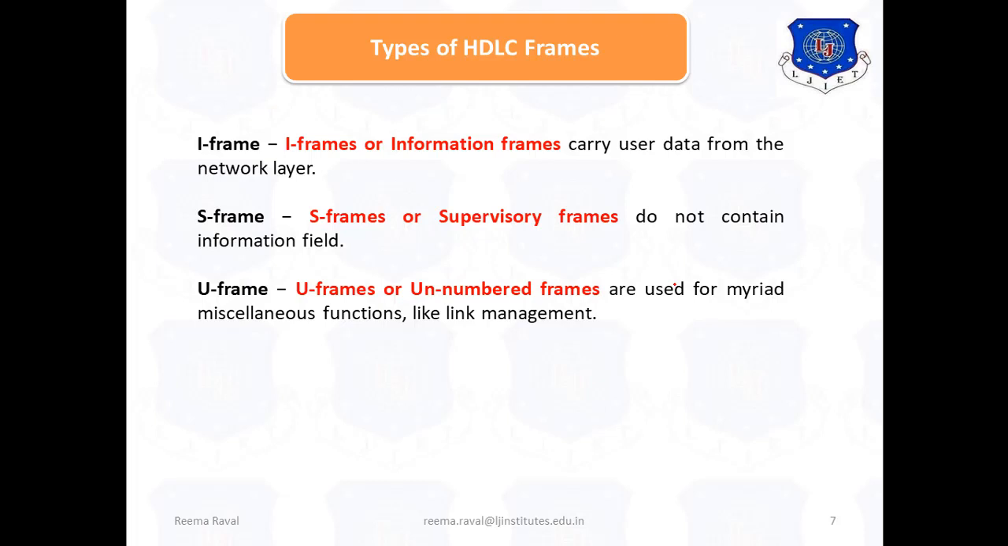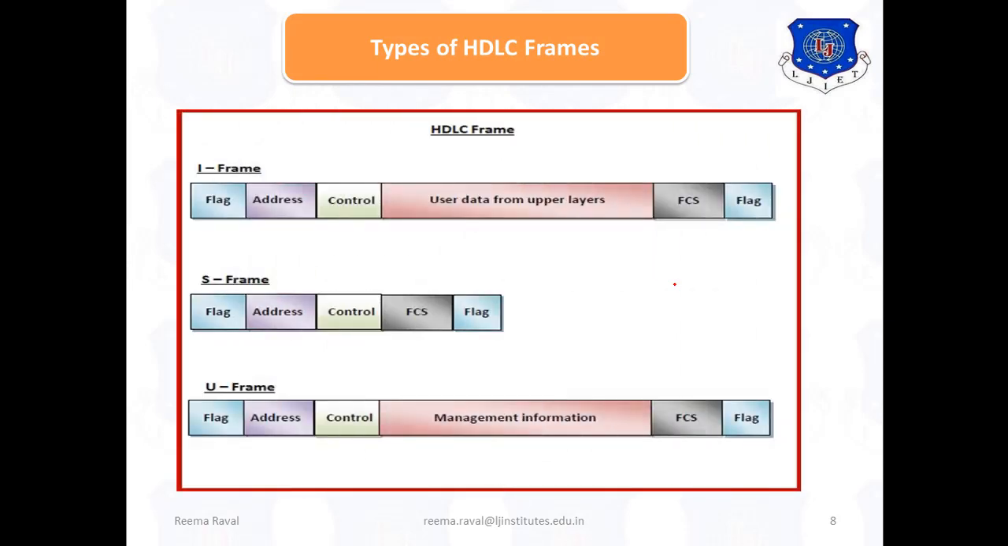It may contain an information field if required, and the first 2 bits of the control field of a U-frame are 1, 1. Let us see the HDLC frame types. First one, as we have seen, is the I-frame, the information frame, which has 6 fields, in which the first and last fields are flag fields, the second is the address field, the third is the control field, and the fourth one is user data for upper layers.